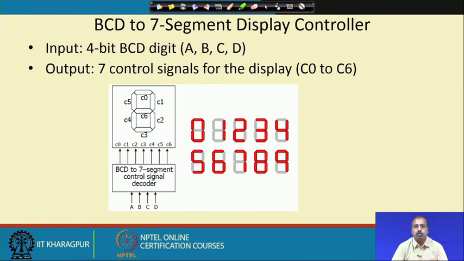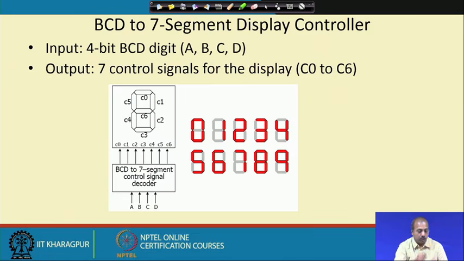Now, normally we want to display the digits 0 to 9. So, we have a 4 bit binary coded decimal digit, and this ABCD is the 4 bit binary BCD value that we are having. Based on this input, I have to select the appropriate segments. These segments are named C0, C1, C2, C3, C4, C5, C6, the 7 segments. For example, if you give 0, then except C6 all other segments should be turned on. Similarly, if you are giving 8 as input, then all the segments should be turned on.